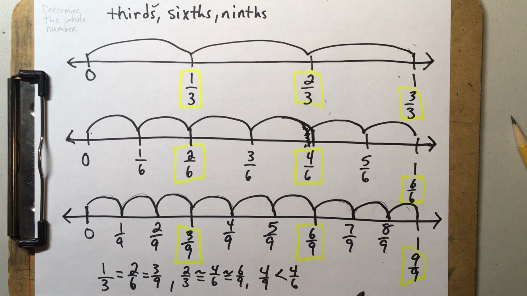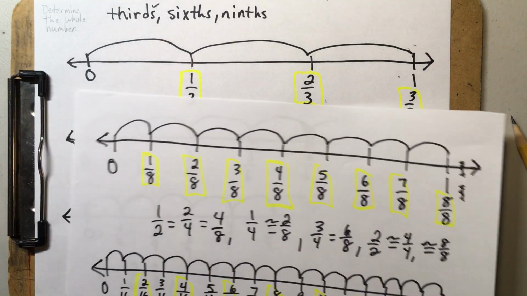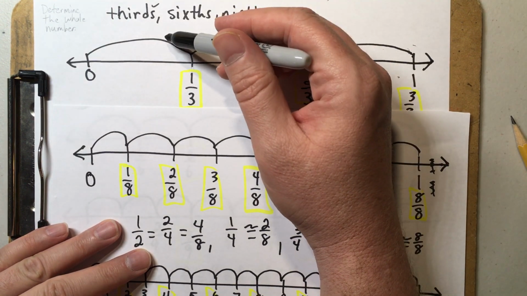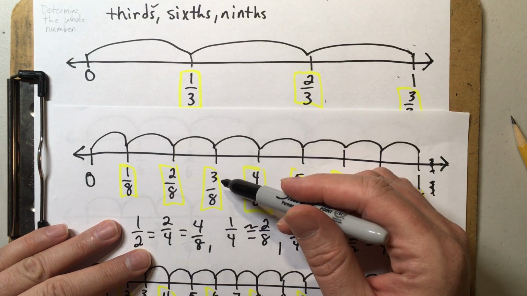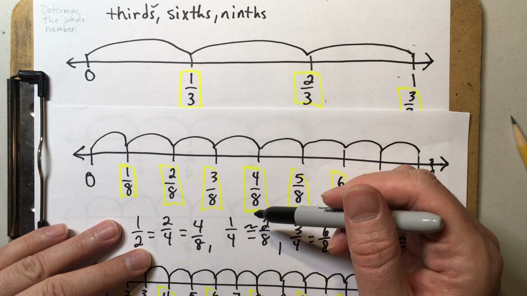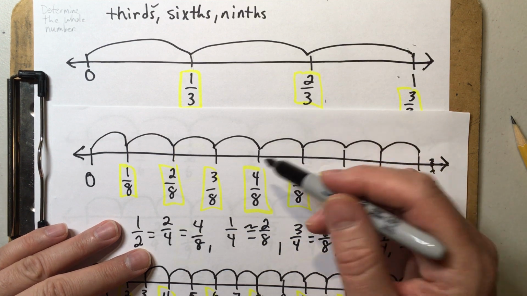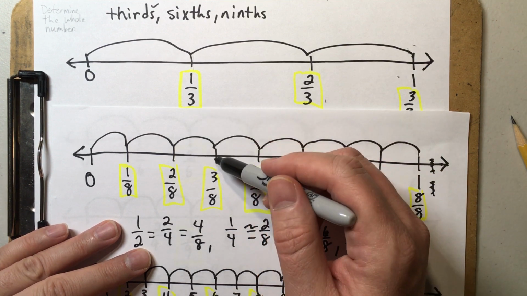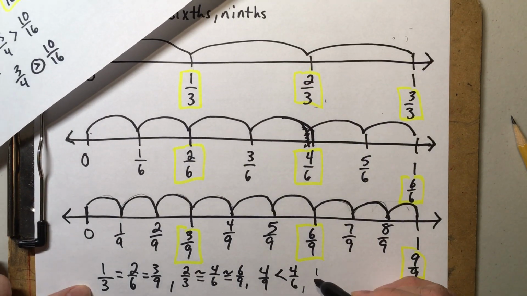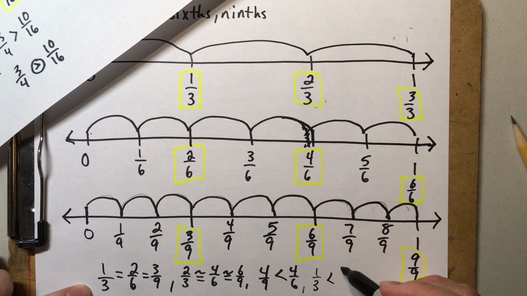Okay? Now you can also have them, because I have this, draft statements comparing, you know, like a third compared to like 3/8 and stuff like that. Okay, and just have them write different statements. 1/3 is less than 3/8. Okay. 1/3 is less than 3/8.